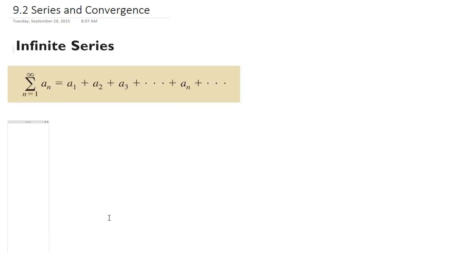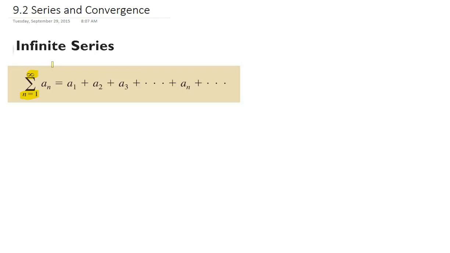In 9.1, we studied sequences, right? We talked about a convergent sequence and a divergent sequence. In 9.2, we are going to study series, and we are going to talk about the convergence or divergence of a series. Alright guys, infinite series, meaning we start at n equals 1 and go all the way up to infinity.